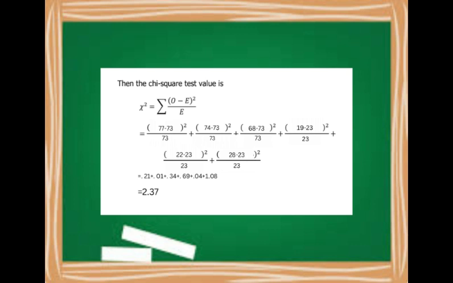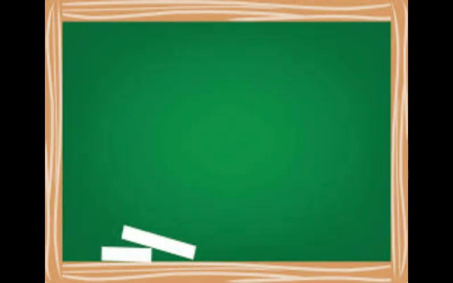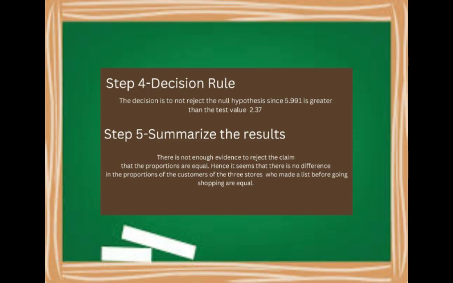We can use Pearson's formula, where you solve for the test value by subtracting the expected value from the observed value, squared, over the expected value. If we compute every observed value and expected value in each cell of the table like what's in the presentation, we can solve for the test value, which summed overall is 2.37. Next is step 4, the decision rule, where we decide whether to reject the null hypothesis or not. For the sample problem, the decision is to not reject the null hypothesis, since 5.991 is greater than the test value, which is 2.37.